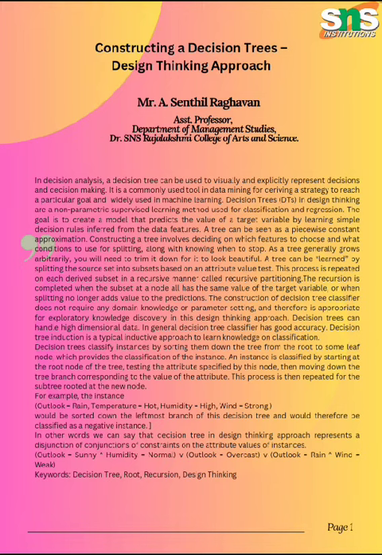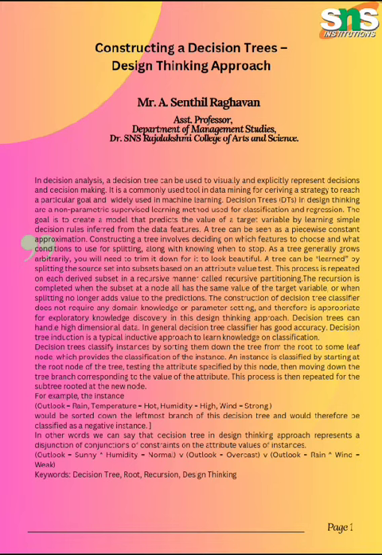In general, a decision tree classifier has good accuracy, and decision tree induction is a typical inductive approach to learn knowledge on classification. Decision trees classify instances by sorting them down the tree from the root to some leaf node, which provides the classification of the instance. An instance is classified by starting at the root node of the tree, testing the attribute specified by this node, and then moving down the tree branch corresponding to the value of the attribute. This process is then repeated for the subtree rooted at the new node.